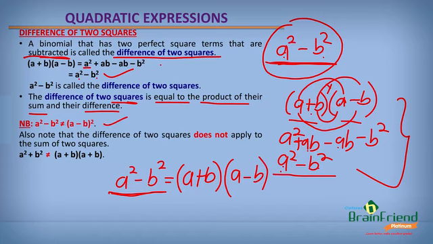Now we have to note that a squared minus b squared, which is the difference of two squares, is not equal to a minus b all squared. So if we have something like 5 squared minus 3 squared, someone might be tempted to say this is equal to 5 minus 3 all squared. This is not correct.